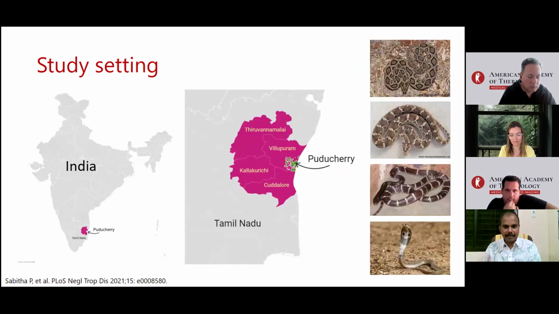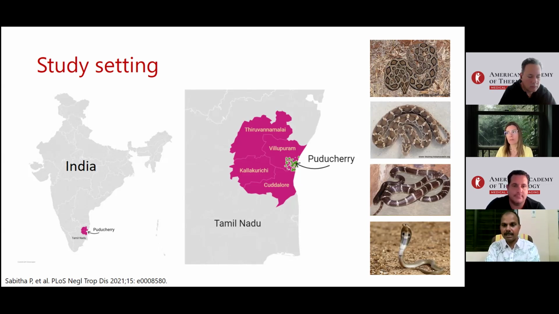So what did we do? As was mentioned, I work in the southern part of India in a small area called Puducherry, which is a former French colony. And we encounter four venomous snakes in this part of the world. The uppermost one is the Russell's viper.